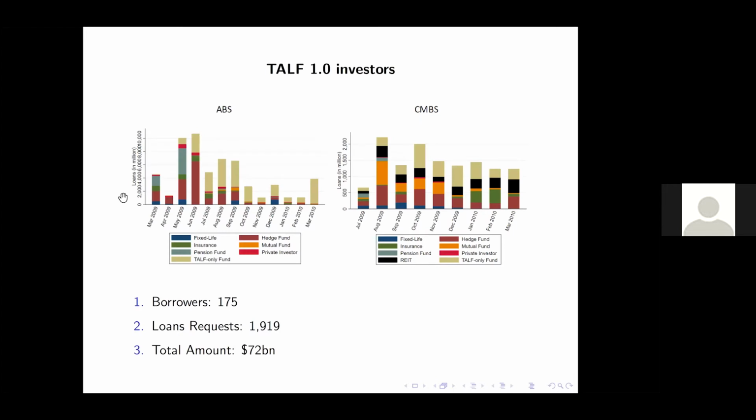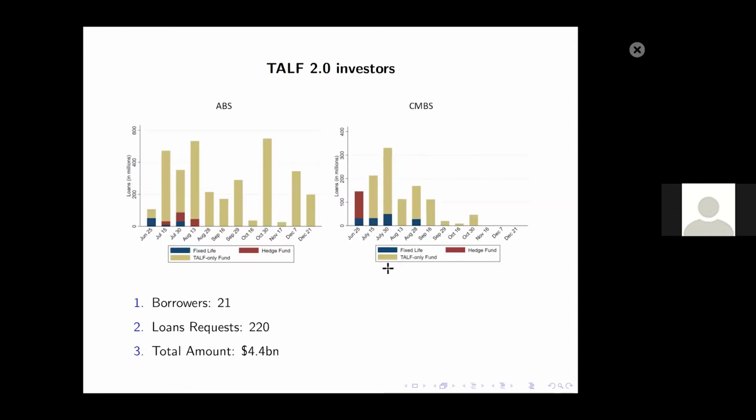So here is TALF take-up during the financial crisis, TALF 1.0, and you can see over time, there was a lot of take-up in the beginning, especially in the ABS space, and then it subsided with the spreads subsiding as well. Commercial mortgage-backed securities, the take-up was substantial. But I just wanted to point you to the beige portions here and also here. These are these TALF-only funds. These are funds that were solely created to invest in TALF, and you can already see that they are actually very important. In TALF 2.0, you see considerably less take-up because the spreads had already come down. But again, here the main borrowers are these TALF-only funds. So they are the main player in this program.